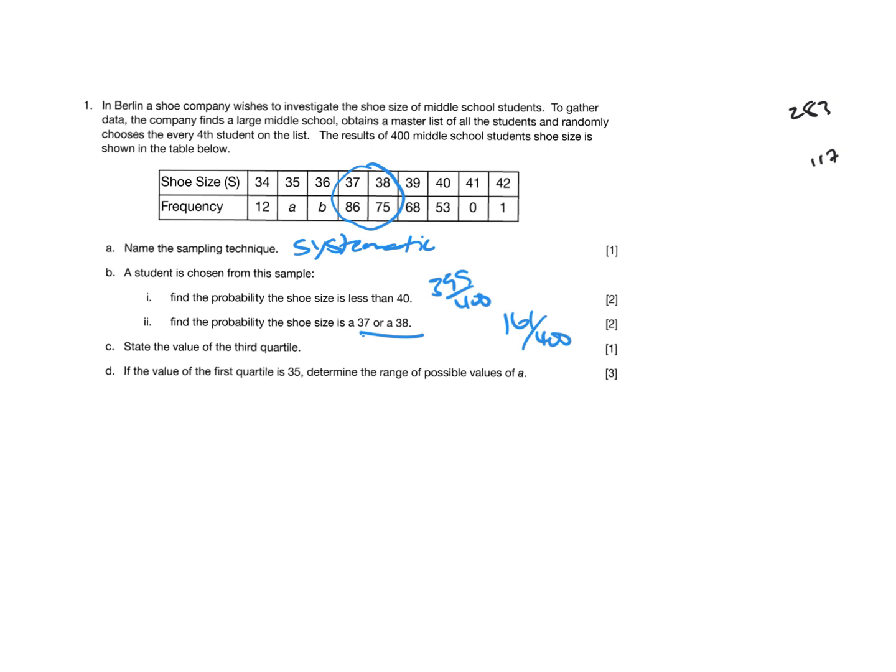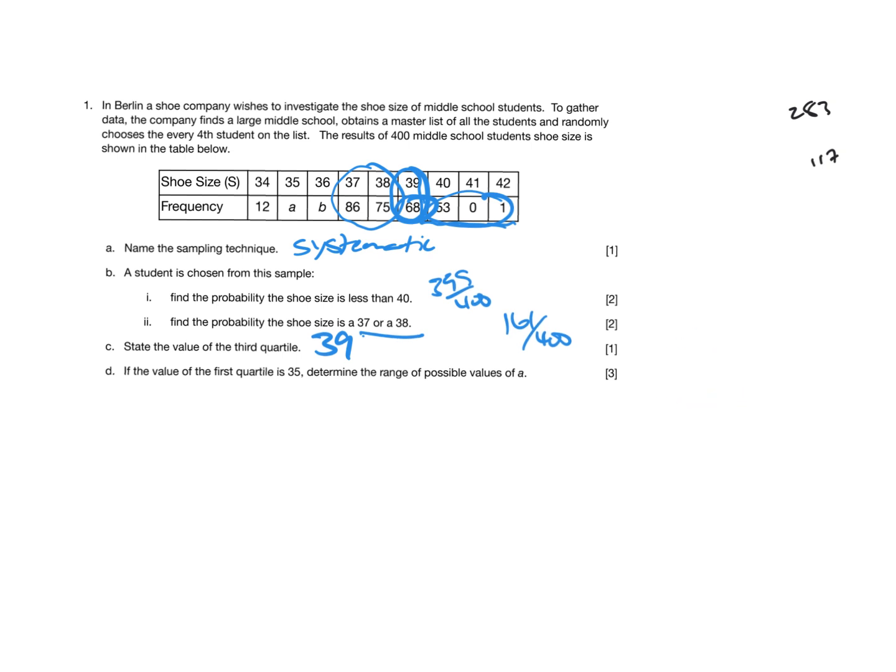All right, so now, when we want to state the third quartile, if there are 400, the third quartile is going to be the average of the 300th and the 301st, the value in between. If I go backwards from here, I know that 39 contains both the 300th and the 301st, because if I subtract 54 and 68, that's well below 300. That means the third quartile value is going to be 39.